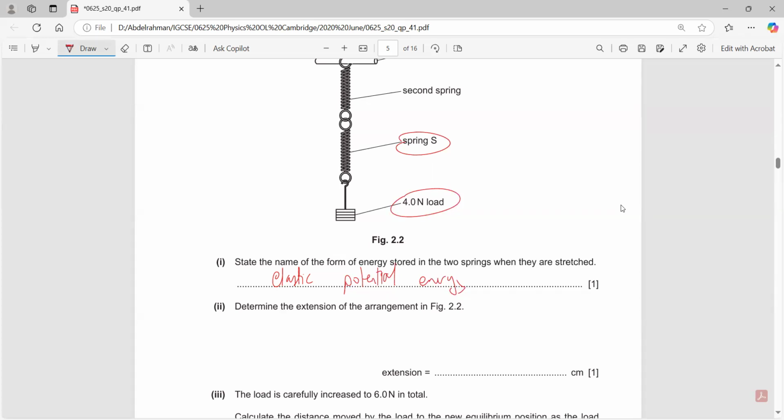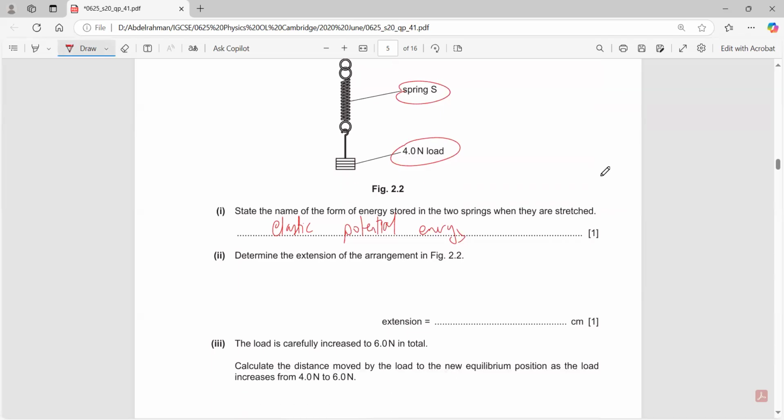I can use the equation F1 over x1 equals F2 over x2, in which the original force from the previous question was 8 over 15. When the force was 8 newtons, the extension was 15. Therefore, if you add a force of 4 newtons, can I find the extension? Yes, cross multiplication. So 4 times 15 over 8 would be 7.5 centimeters.